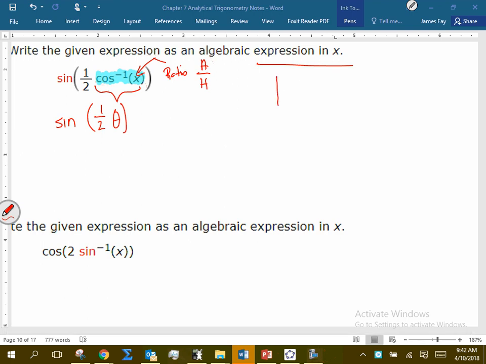So let's draw a picture of this. If you just want to draw the triangle, that's fine. I like to draw the triangle in the first quadrant. If I do this, the angle theta that I'm going to get is actually that theta right there. Does that kind of make sense? And if cosine inverse is x, as a fraction, that's x over 1, right? So the adjacent side is x, and the hypotenuse is 1. Can we use the Pythagorean theorem to find this distance over here?